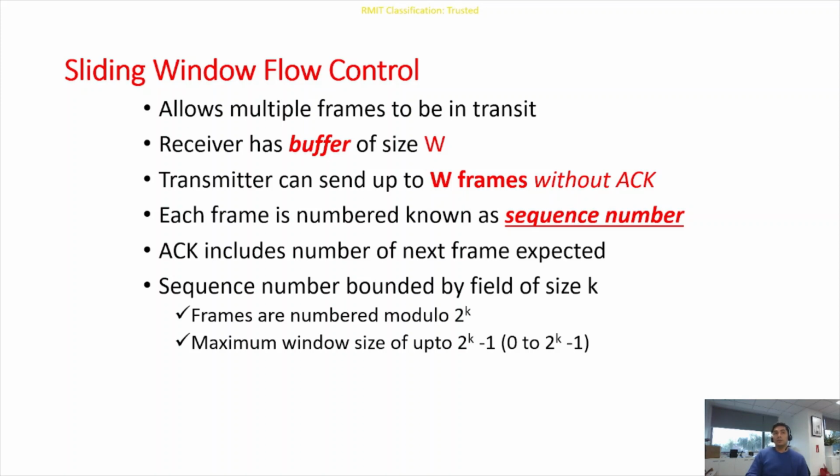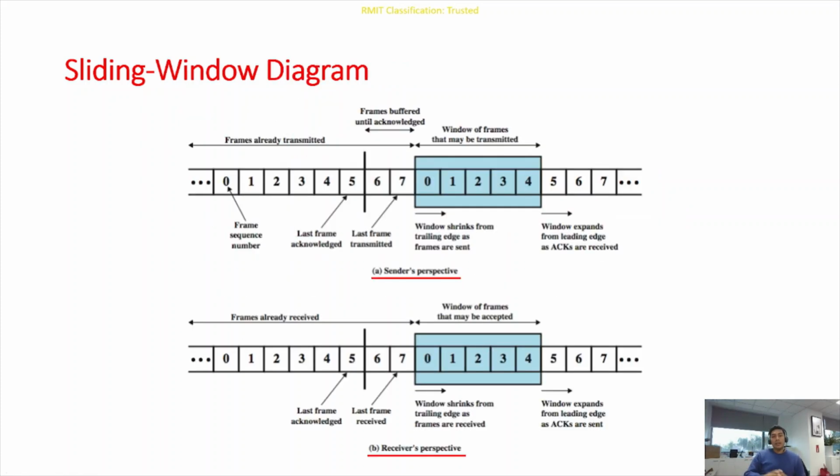The sequence number is bounded by a field of size k in this sliding window. So frames are numbered modulo 2 to the power k, and the maximum window size is up to 2 to the power k minus 1. So how does this sliding window function?